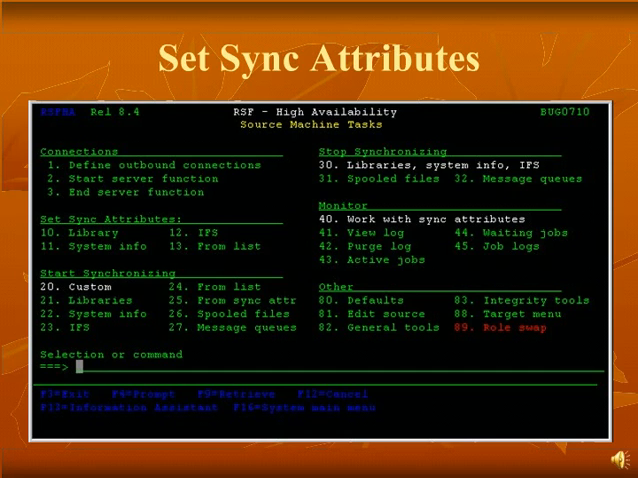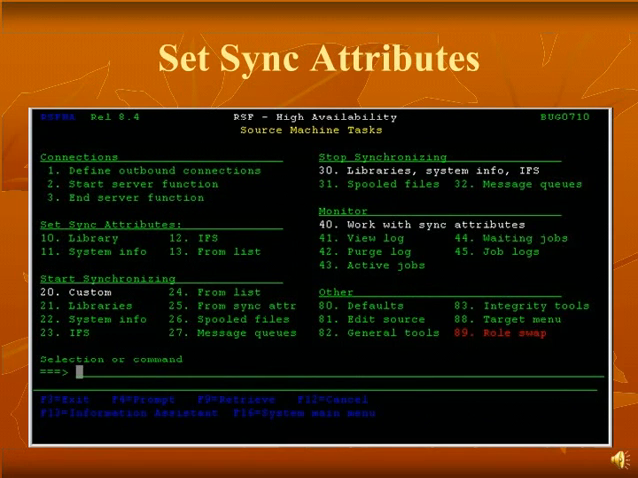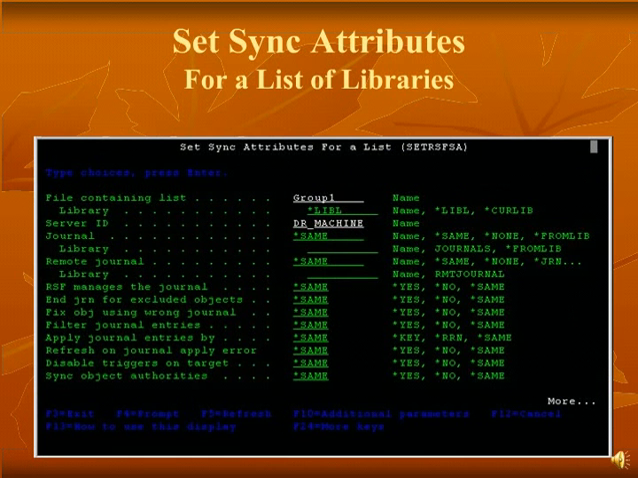Note that if there are many libraries for which you need to set sync attributes, you can create a list and set attributes for all libraries in the list at once. To begin, use the display object description command to create a list of libraries in an out file. Here, I'm creating a list called Group 1, containing all of the libraries that start with the letter B. Then, select menu option 13 to set attributes for all libraries in the list, like so.